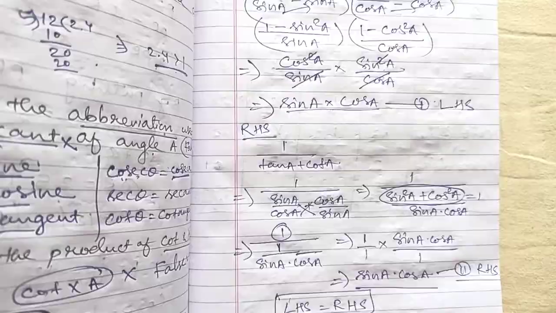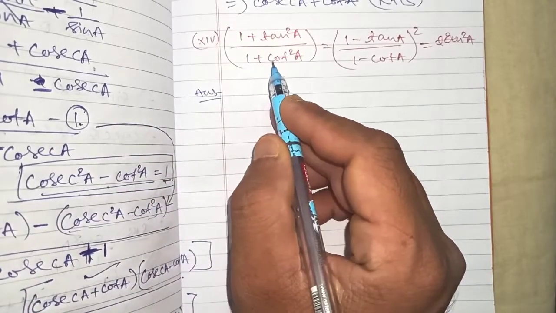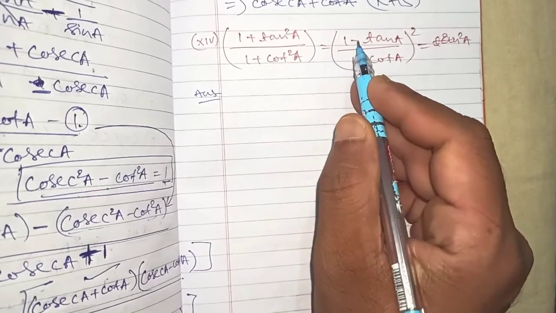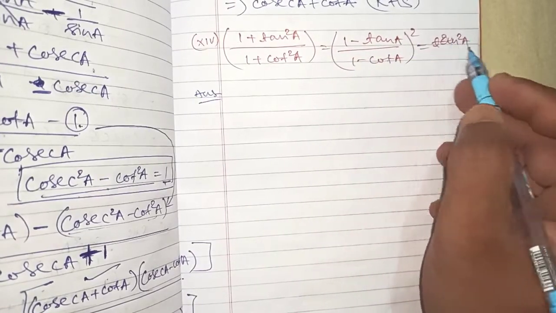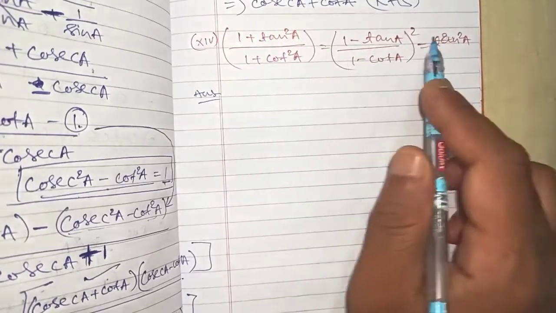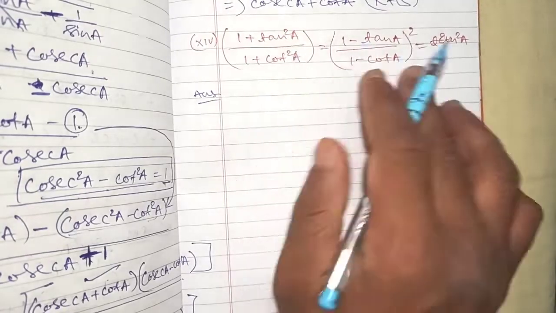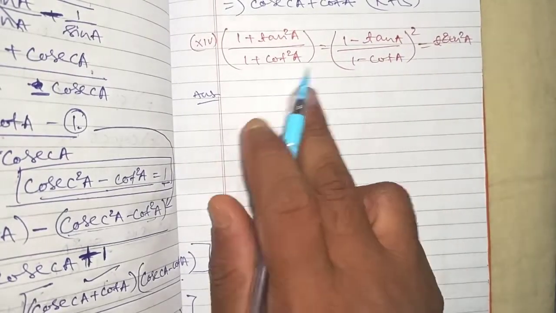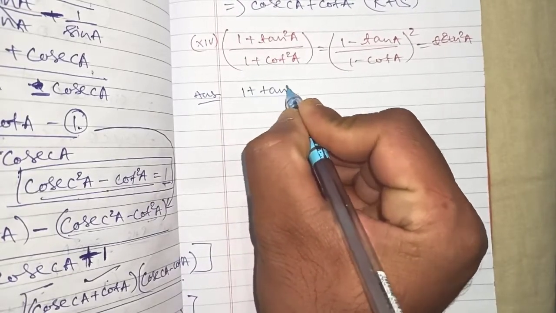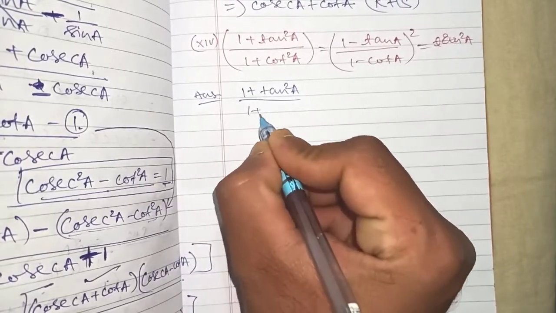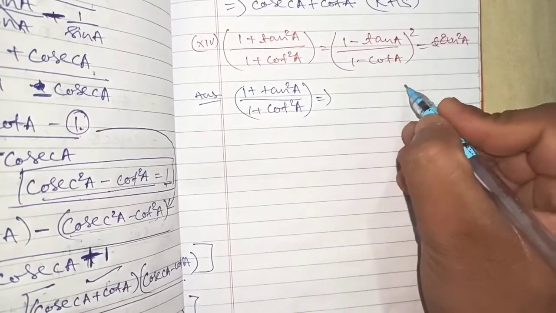Next bit. Given: (1 plus tan square theta) divided by (1 plus cot square theta) equals ((1 minus tan a) by (1 minus cot a)) whole square equals tan square a. Either you take this and prove tan square a, or you take that and prove tan square a. All are equal. You can select any of the terms. So I will take the first term, (1 plus tan square a) divided by (1 plus cot square a). We know the formula.